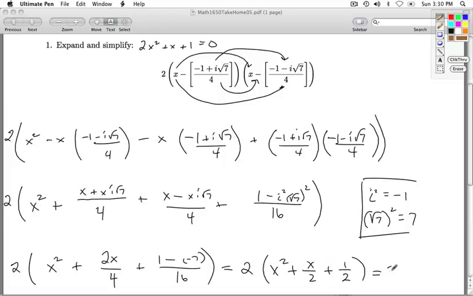And sure enough, when you distribute the 2 through, you got 2x squared plus x plus 1, which is exactly what we expected to get. So this is one of these kinds of problems you need to do at least once in your life to convince yourself that the factor theorem really is doing what it's supposed to do. And that'll do it for Take Home 5.